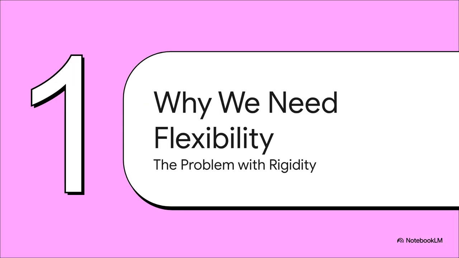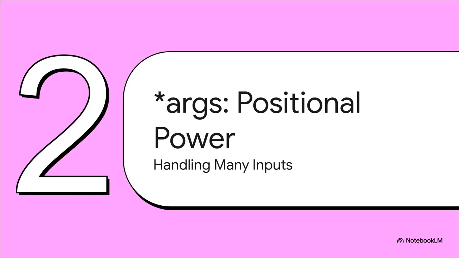Okay, so here's the core problem. A standard Python function is, well, it's pretty rigid. If you define a function to take two arguments, you have to give it exactly two arguments. Not one, not three, any other number, and your program just stops dead with a type error. Now, that's fine a lot of the time, but when you can't predict how many inputs you'll get, you need something much more dynamic. And that brings us to our first magic trick.